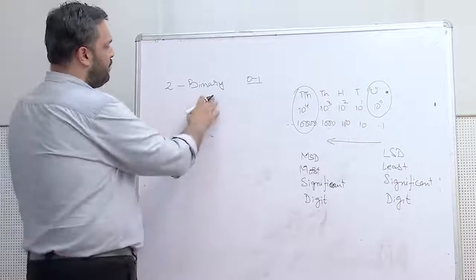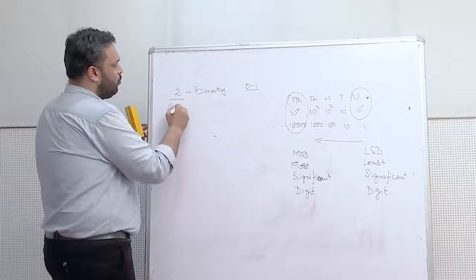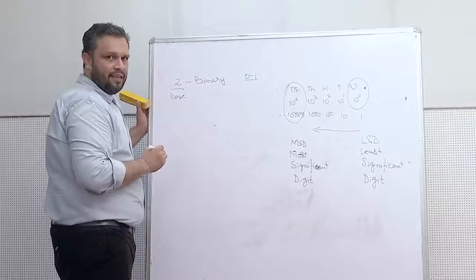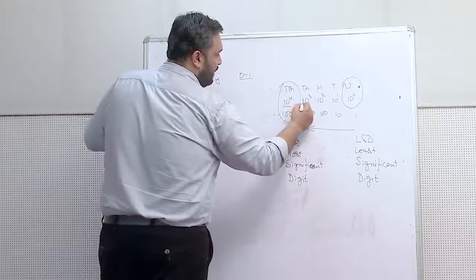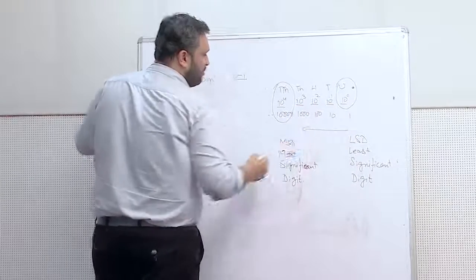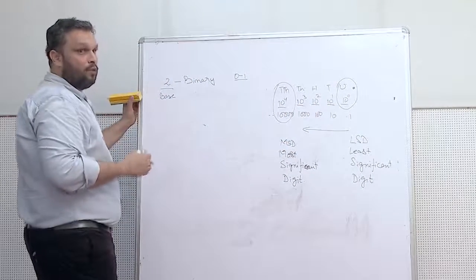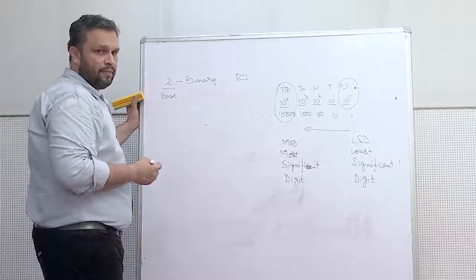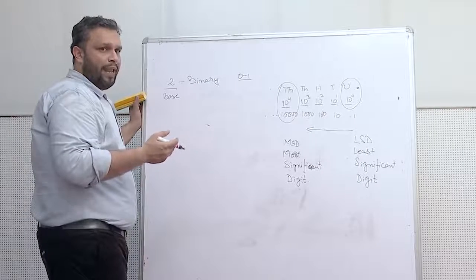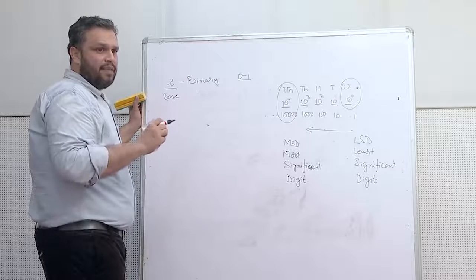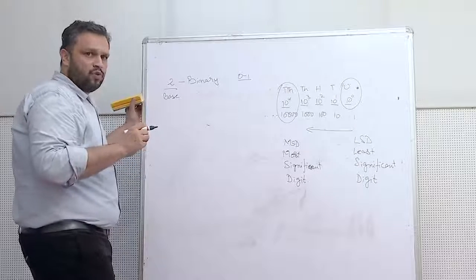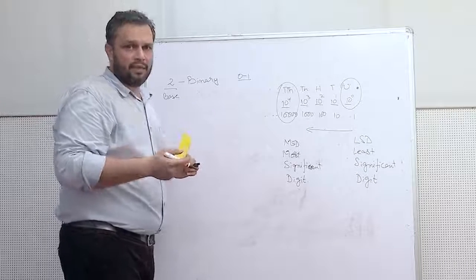In case of binary number system, 2 is also known as the base, just like 10 is called the base of the decimal number system. Just as 10 has a very special place in the decimal number system, 2 is also going to have a special place. Whenever we want to store anything in a computer system, the simplest form to store it is in the form of binary signals.